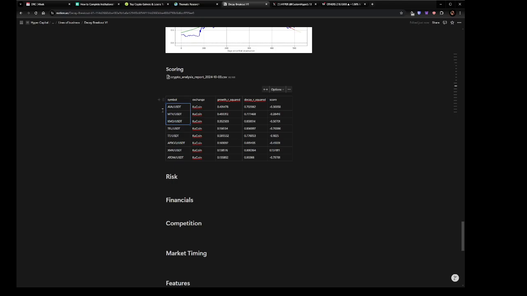So that's the output. So the ticker, the exchange, the growth R squared, decay, and the score, which is growth minus decay, but it's not really useful for now. I think I have to factor in the time of growth, time of decay, things like that. So we'll see over time.